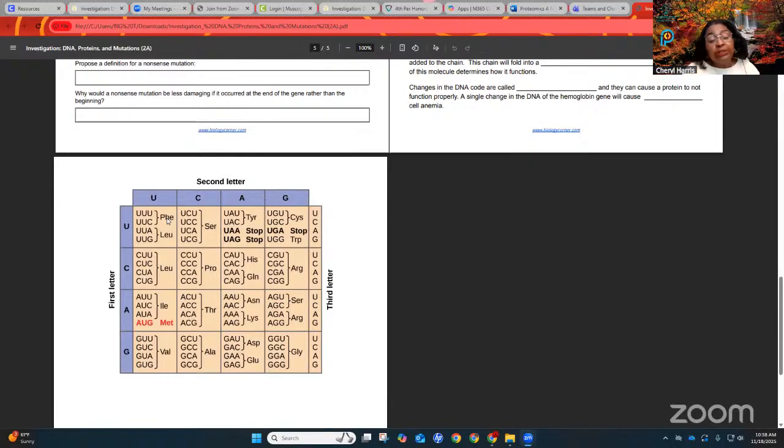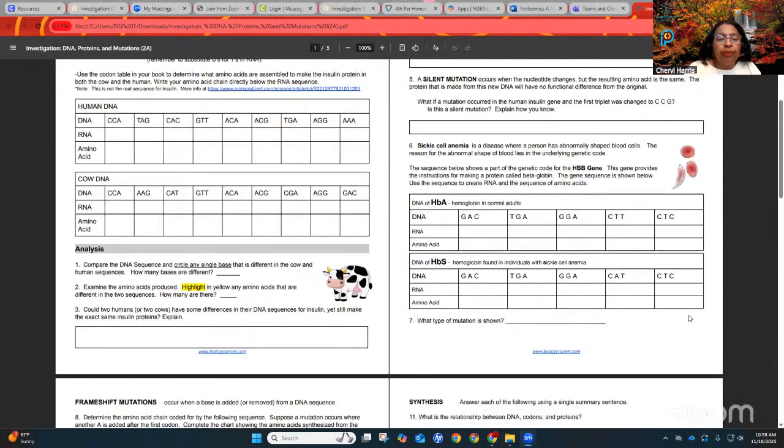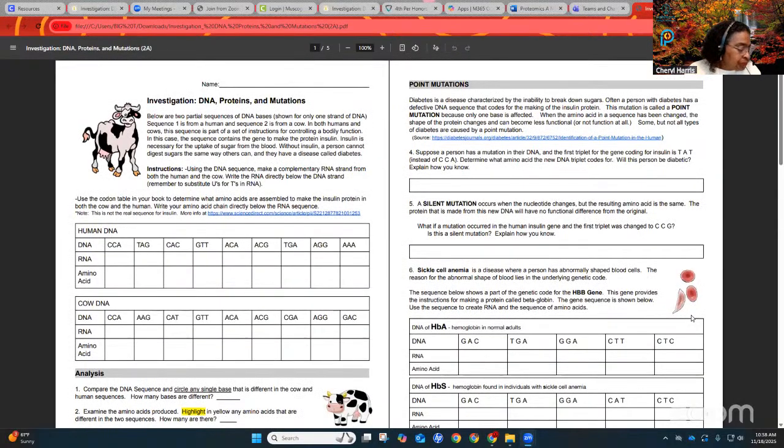All right, so you want to do the same thing with the cow. So that was the human segment. Now we want to do the same thing with the cow. So I'm going to give you a few minutes to do the cow. Everybody work on your cow segment. And then I'm going to come back to make sure to help you with the analysis.